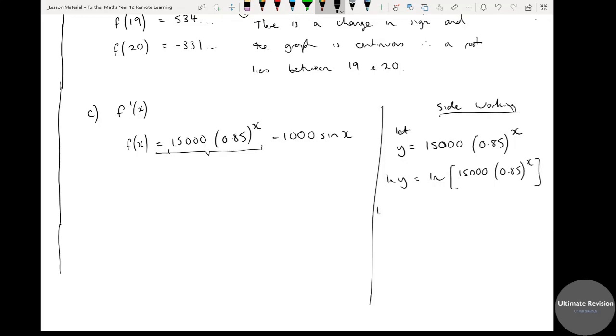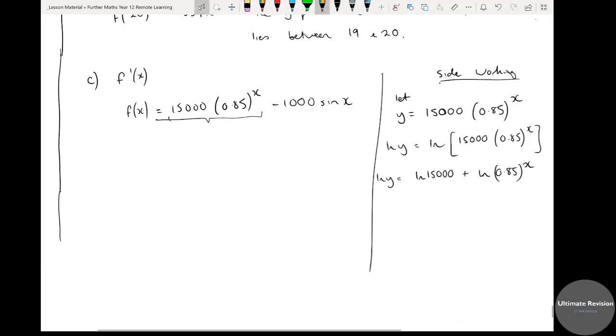Okay, I'm going to use ln laws now on the right side: ln 15,000 plus ln 0.85 to the power of x. Ln laws, you just add them. I'm now going to bring the x down in front. Ln y equals ln 15,000 plus x ln 0.85.